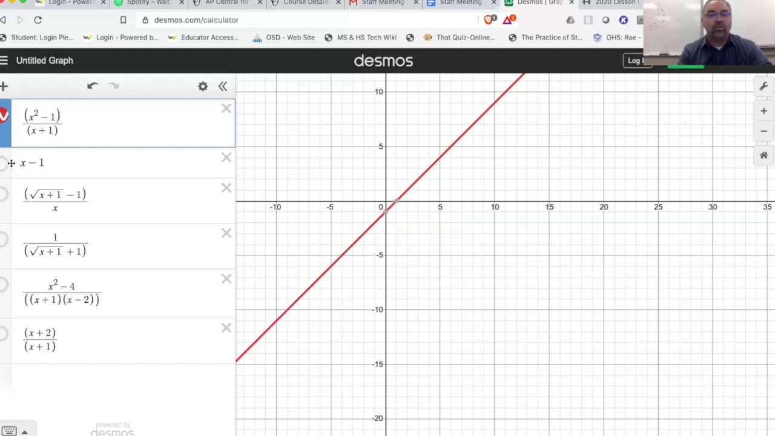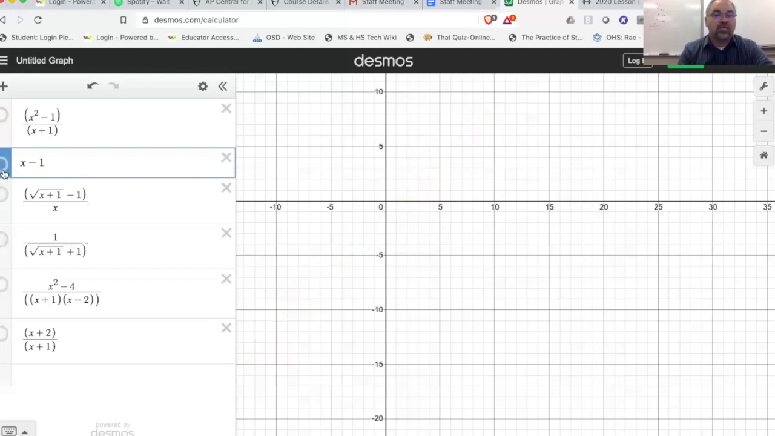Now I'm going to lay the blue graph for just x minus 1, and notice it's exactly the same line, except at that point when x is equal to -1. Now you can see at x equals -1, we have a -2 value. And so that just means that we have removed that discontinuity, and that is a removable discontinuity.